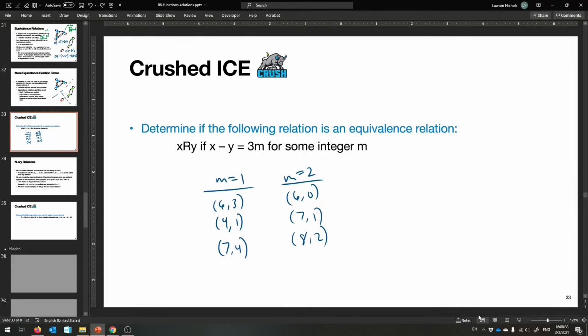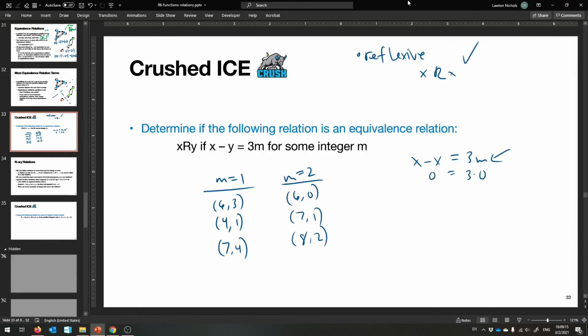Is it reflexive? Let's ask ourselves, is it reflexive? That means that no matter what number you have, x is related to x, no matter what x is. So let's see if that works. Is it true that x minus x is equal to 3m for some m? Can I pick an m that makes sense here? And the answer is yes, I can pick m equals 0. So reflexivity checks out. Ooh, okay, that's not too bad.